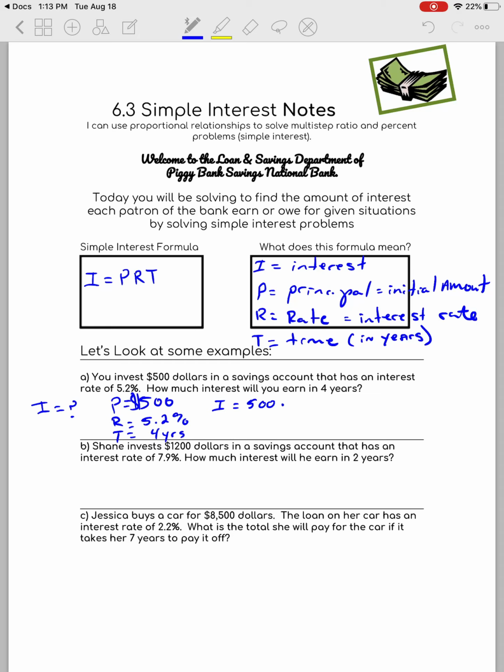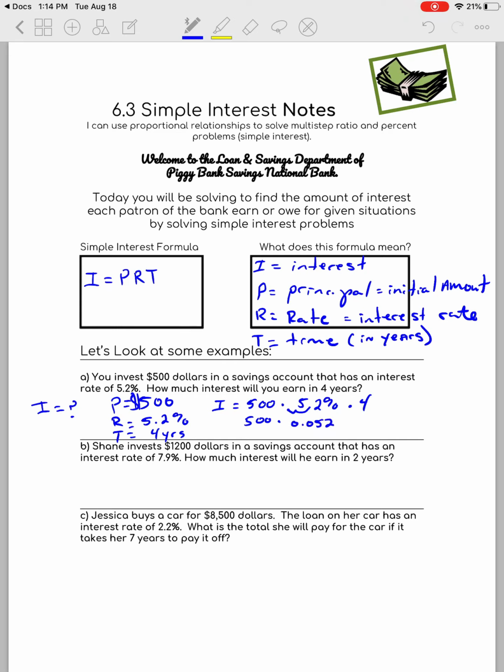Okay, so I equals 500 times 5.2% times 4. Now, we can multiply straight across, but be careful. You can't multiply by a percent. You can if you use the percent button on your calculator, but you don't multiply by the percent symbol. You have to change that to a decimal.